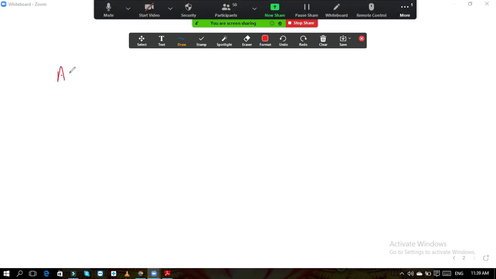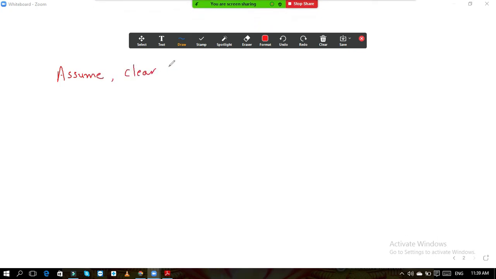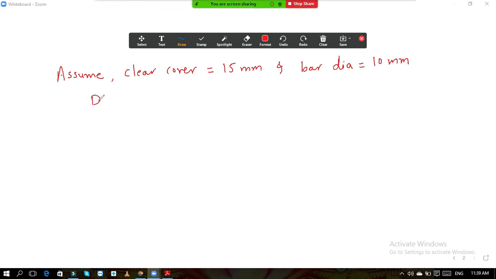Here assume clear cover is equal to 15 mm and bar diameter is equal to 10 mm. So clear cover assumed is 15 mm and bar diameter is 10 mm. So calculate the overall depth D now. So overall depth D is equal to effective depth 97.82 plus your clear cover plus half of bar diameter.